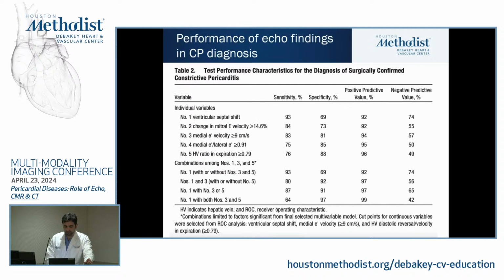And if you add those up, if you have all of 1, 3, and 5, so supranormal E velocities, septal shift, diastolic flow reversal in the hepatic veins, you end up with a very high positive predictive value for constriction. And the reality is none of them is perfect in and of itself, and you still have to put everything together.